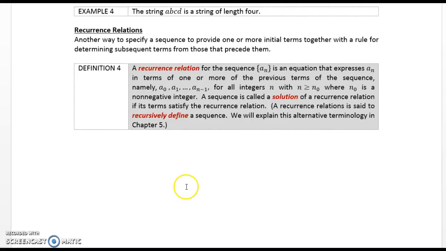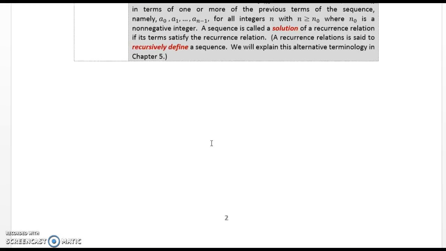Definition 4. A recurrence relation for the sequence a_n is an equation that expresses a_n in terms of one or more of the previous terms of the sequence, namely a_0, a_1, through a_(n-1), for all integers n with n greater than or equal to n_0, where n_0 is a non-negative integer. A sequence is called a solution of a recurrence relation if its terms satisfy the recurrence relation. A recurrence relation is said to recursively define a sequence. We will explain this alternative terminology in Chapter 5.